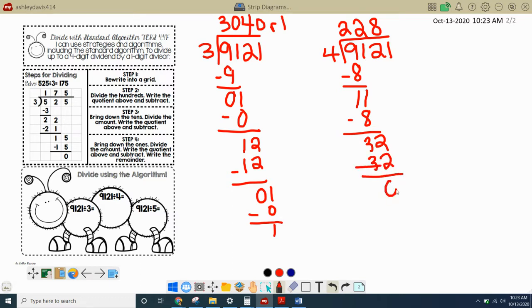32 minus 32 is 0. Bring down the 1. 1 divided by 4, I can't get. You notice that whenever this number is smaller than this number, it's automatically going to be 0 up here. Because if I have 1, I can't give you any groups of 4. So I'm left over with a remainder of 1.